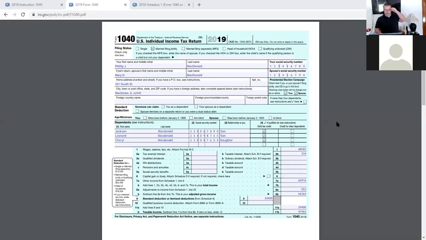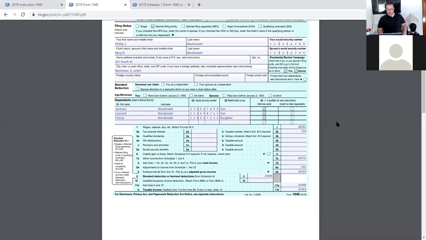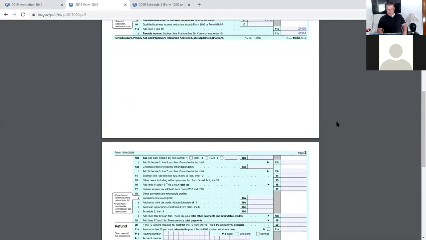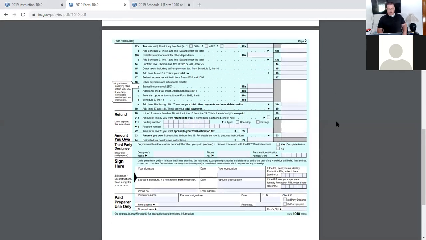Okay, yesterday we worked on the front half of this Form 1040, and we finished up with our taxable income. We ended up with, on line 11B, $41,964 for the McDonald clan. And now we're going to start on the back page of the 1040, which is where you have all of your deductions and how much tax you're actually going to owe.